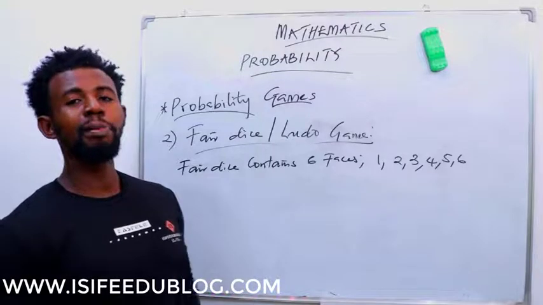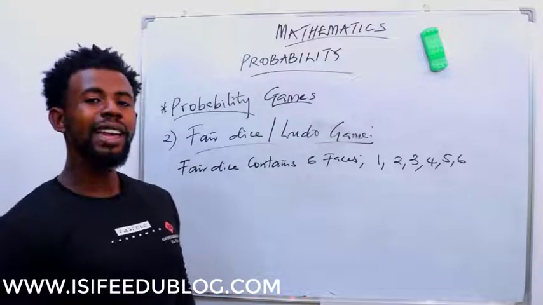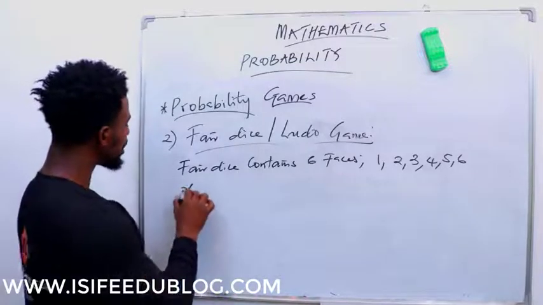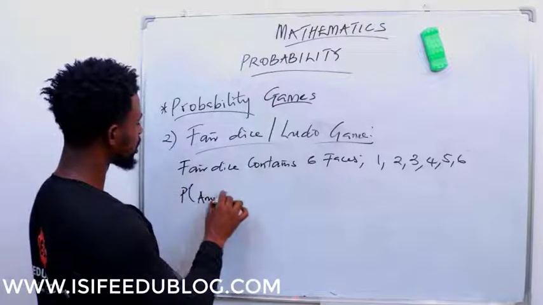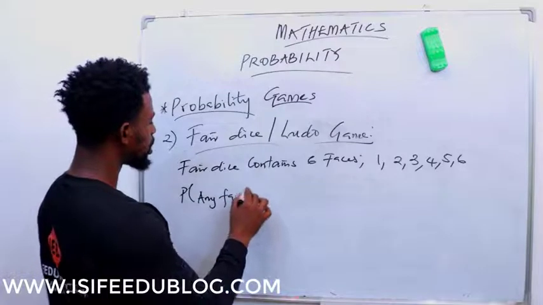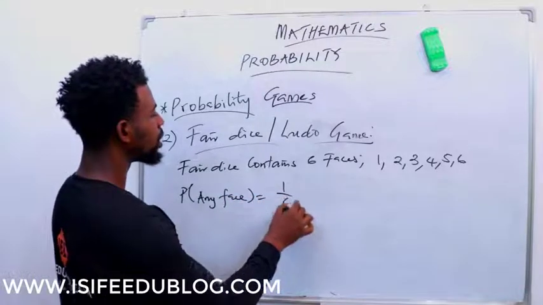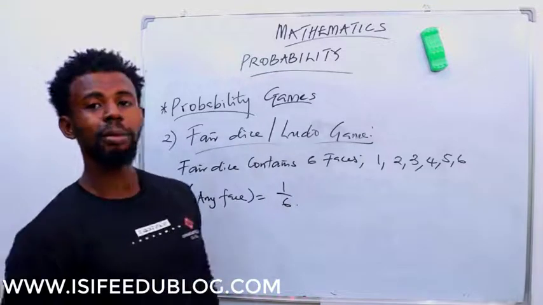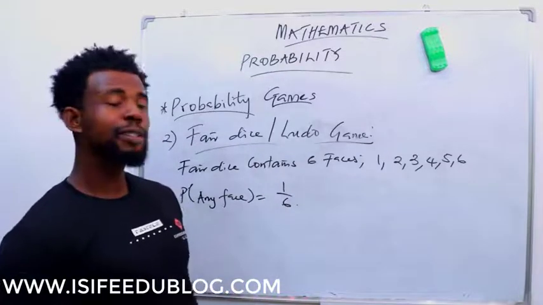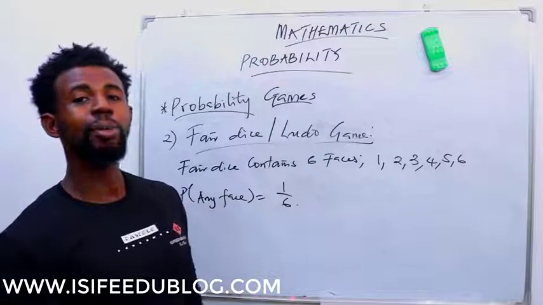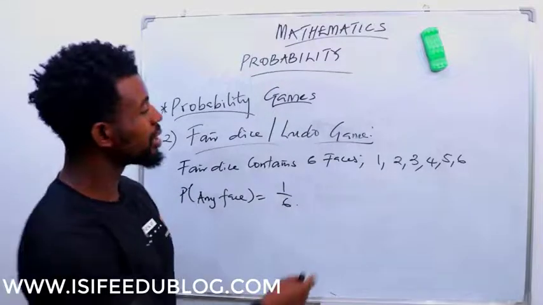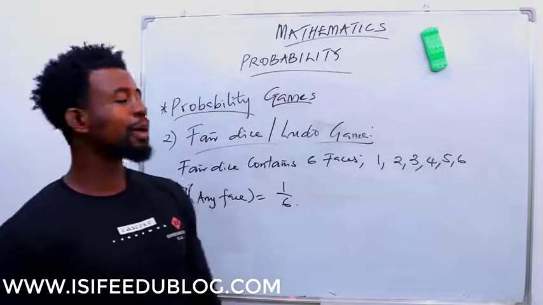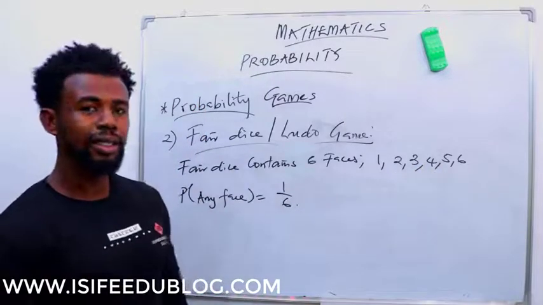Now, under fair dice, we have that the probability of any face is equal to 1 all over 6. And I believe you all know how this 1 over 6 came to be. Remember, each face is represented by a number and no number was repeated. It is 1, 2, 3, 4, 5, 6.